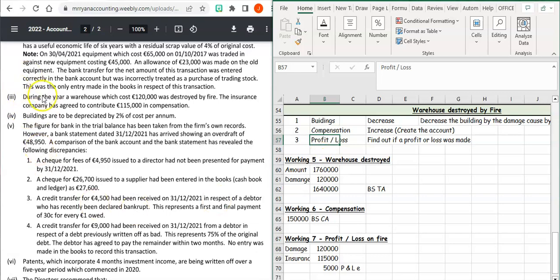Okay, so that's working 3 for company accounts for the 2022 paper, McCormack.